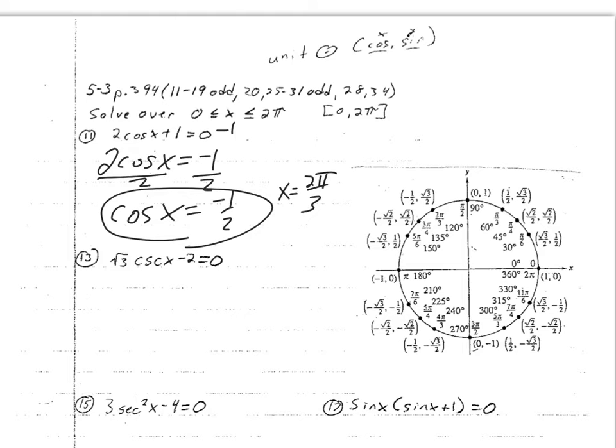And then there should be another one. So also looking for another spot where we have a cosine of -1/2. It occurs down here at 4 pi over 3. So 4 pi over 3 is our second answer.